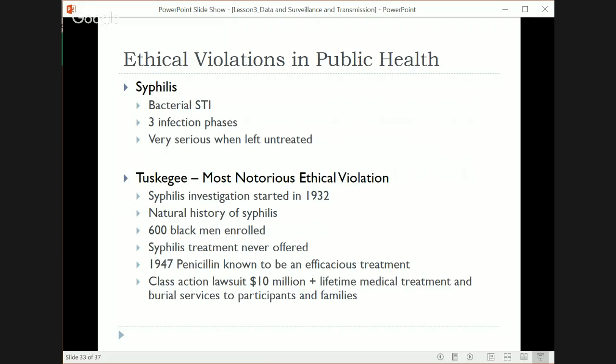the Tuskegee study. So syphilis is a bacterial STD, and it has three phases of infection. The first is primary, which is a lesion. The secondary stage of the infection is typically a rash that occurs on the palms of the hands and the feet. And some infections will progress to the tertiary stage, which is very serious. It can actually kill you.